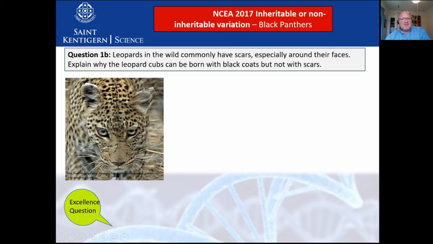What happens is the black coat has been a mutation or a new allele and a change in the DNA sequence, and we call that inheritable variation. Whereas the scars are caused by environmental conditions, and only affect the cells, the somatic cells, the body cells. It does not affect the gametes, the sex cells, or the sperm and the egg. And because it doesn't affect those cells, it is not passed on to the offspring.